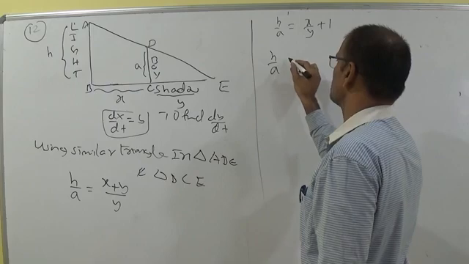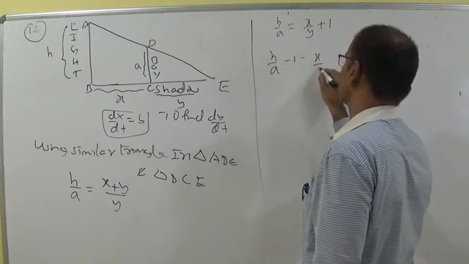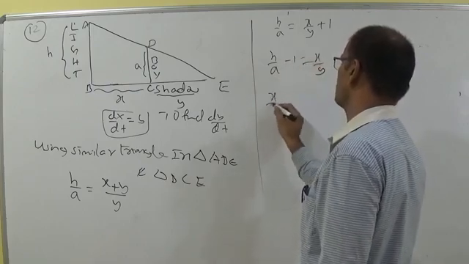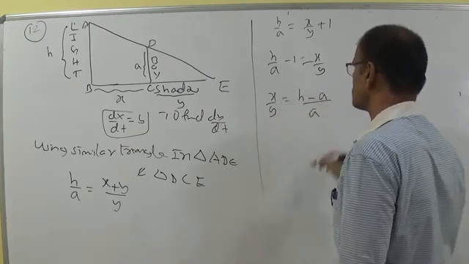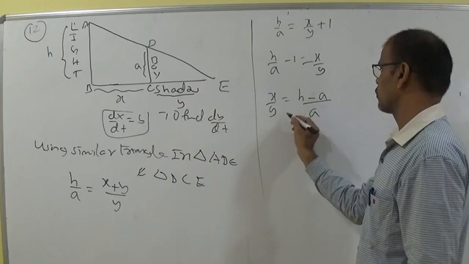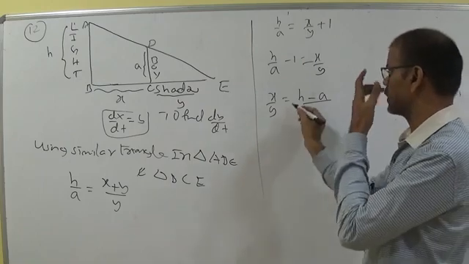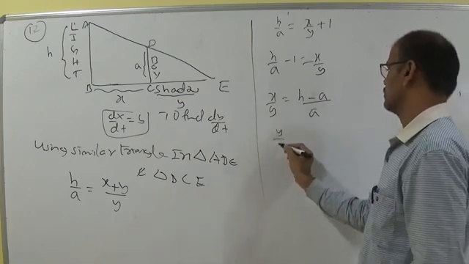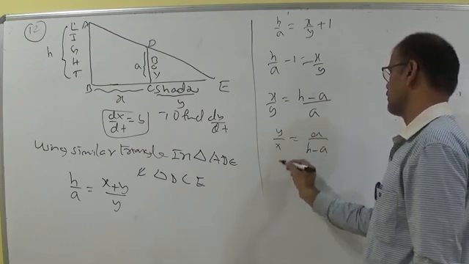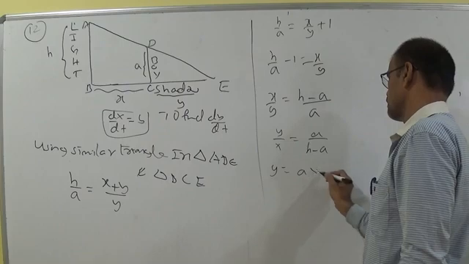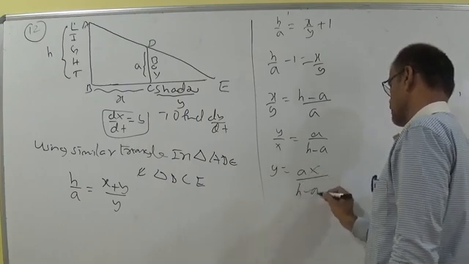Next step, h by a minus 1 equal to x by y, you write. X by y is equal to, take an LCM, it becomes h minus a by a. So dy by dt you should calculate. y ni subject ga cheyandi ante y by x is equal to a by h minus a. y is equal to ax by h minus a.